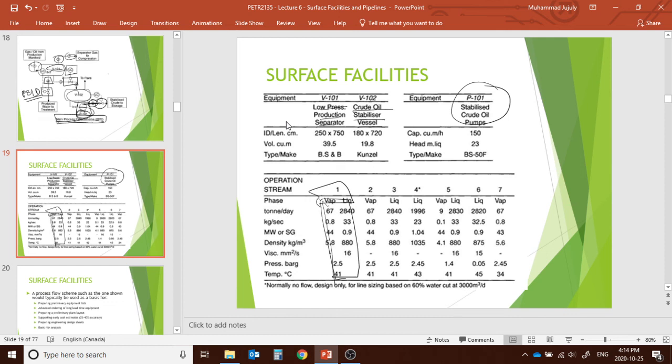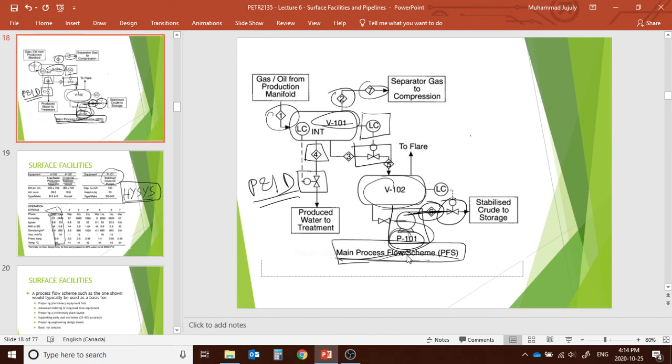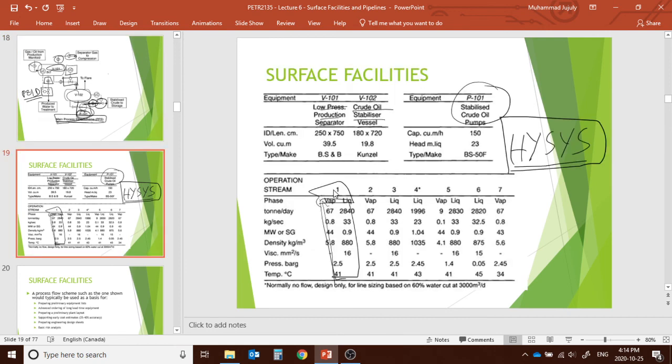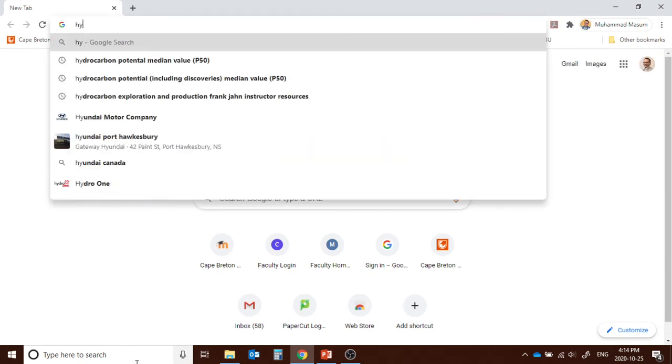Now the process engineers actually use a software called HYSYS, hydrocarbon systems. Using this software, we can easily do these detailed calculations. So we don't actually use pen and paper right now. I'll show you the interface of HYSYS, how it looks.